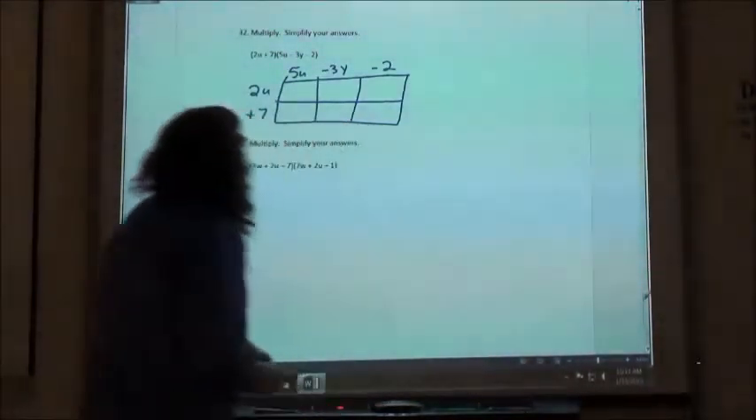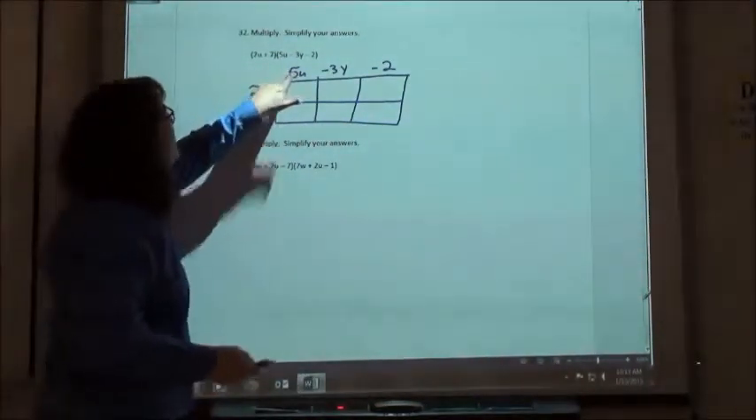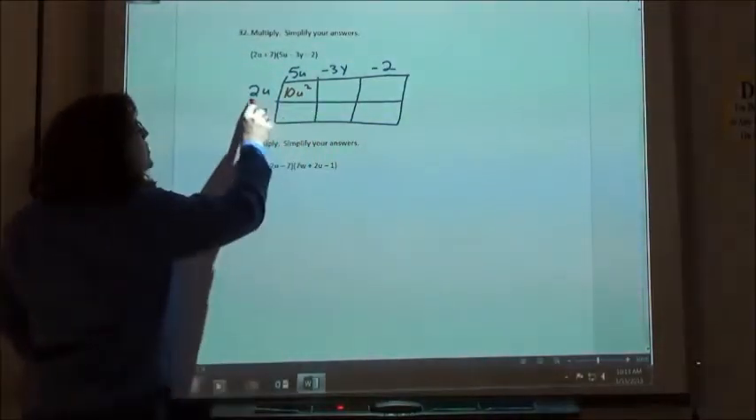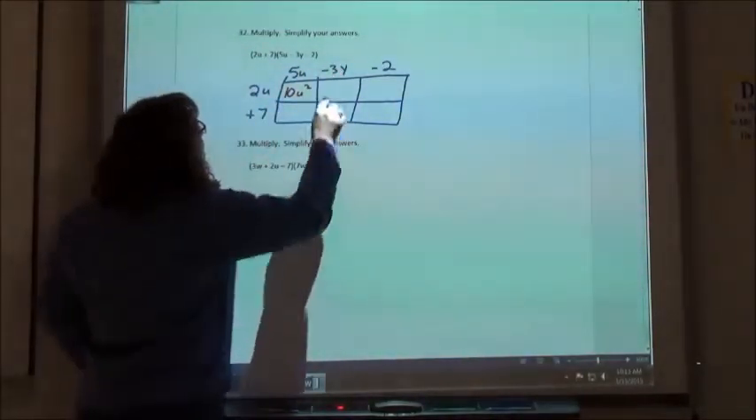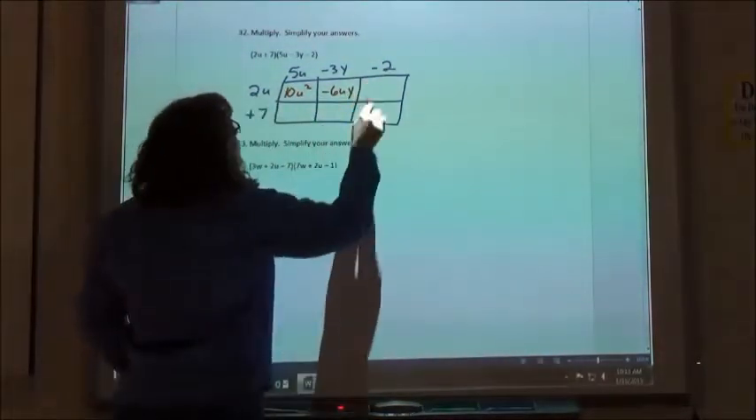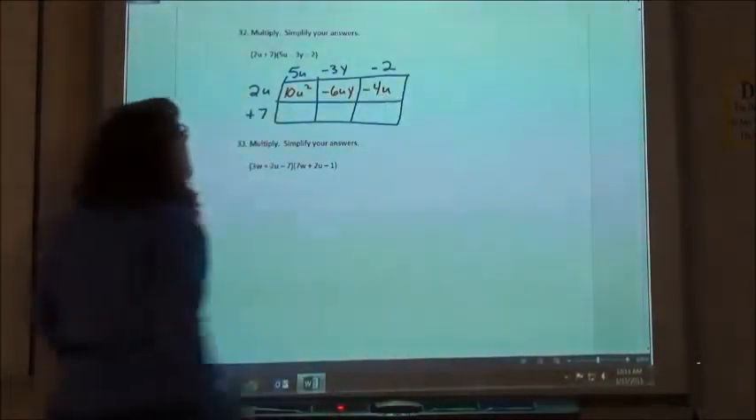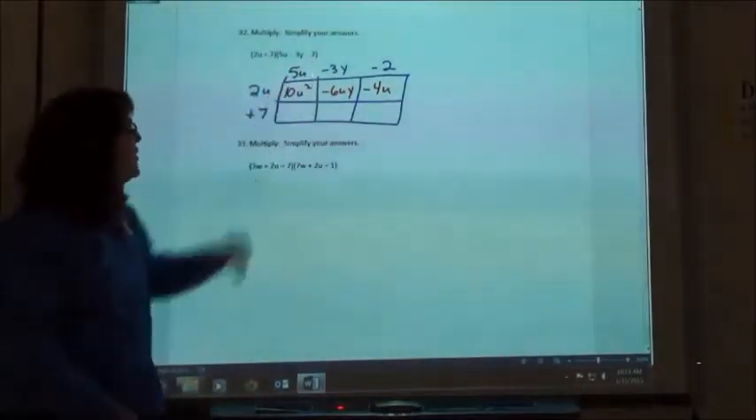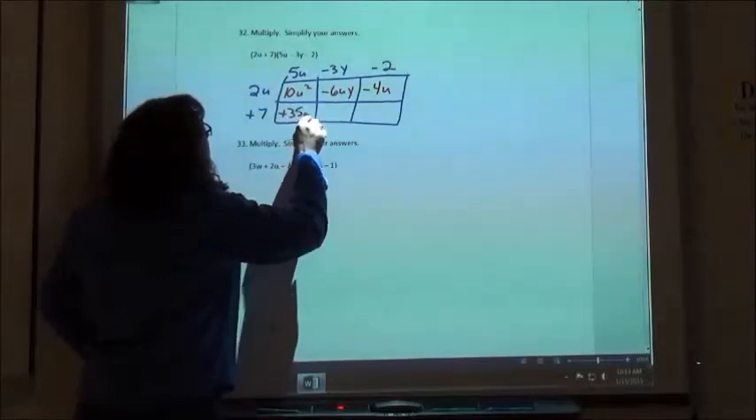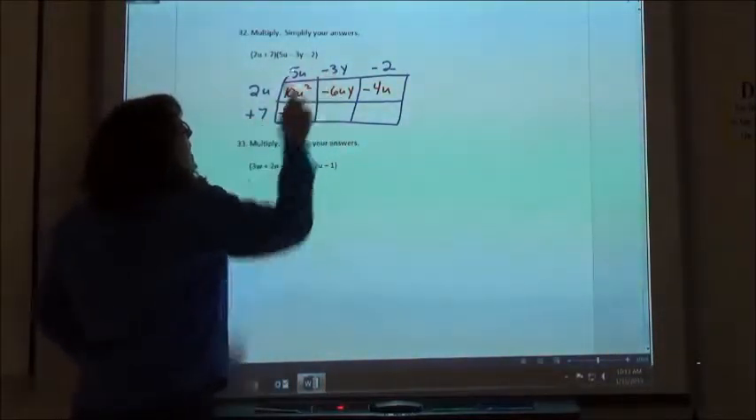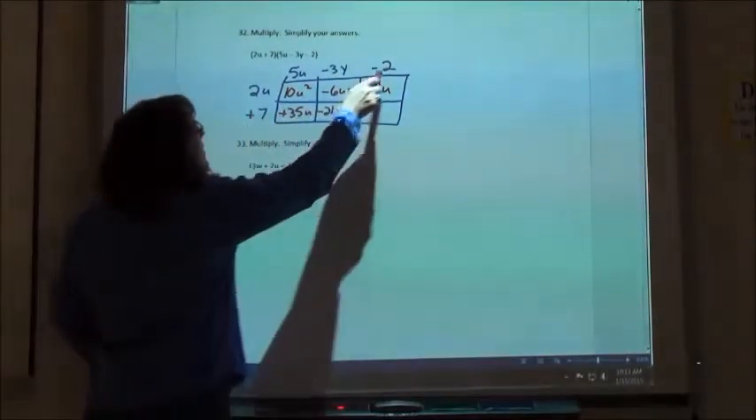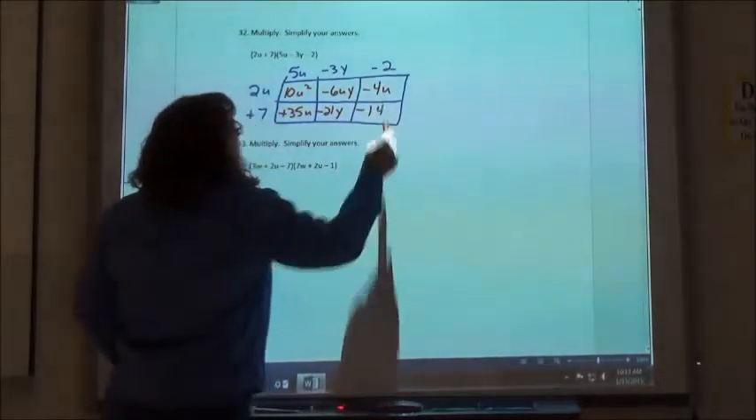The phone rings. 2u times 5u would be 10u to the second power. 2u times a negative 3y, negative 6uy. 2u times negative 2 minus 4u. Then doing the 7 times each of those. 7 times 5u, positive 35u. 7 times negative 3y, negative 21y. 7 times negative 2, minus 14.